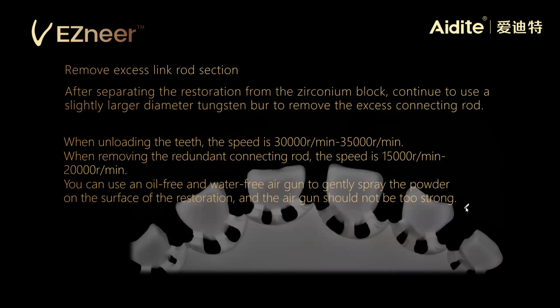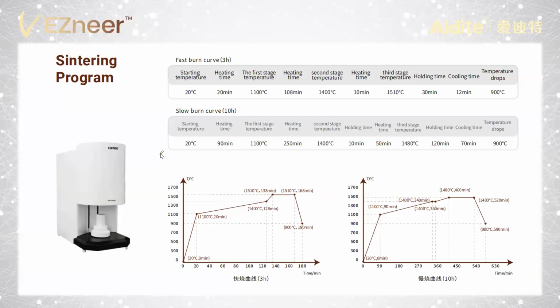And next, after milling, we need to remove the connecting rows, and we suggest to use the tungsten bur to remove them. The grinding speed we suggest is 30,000 rpm or 35,000 rpm. After we grind and remove the connecting rows, the next part is important.